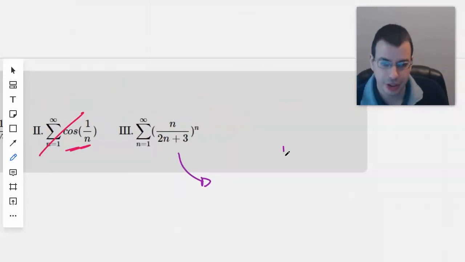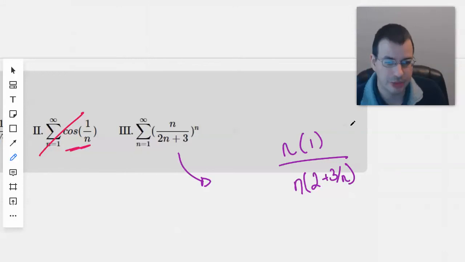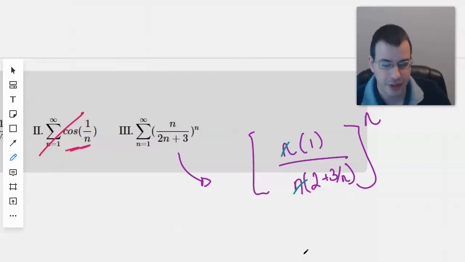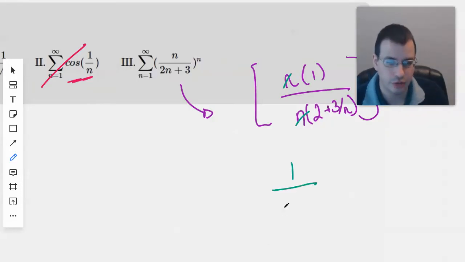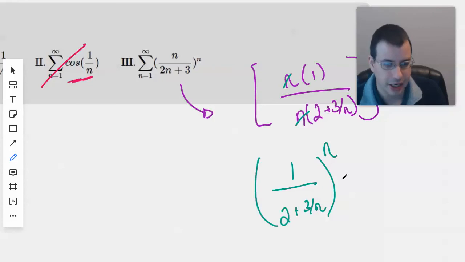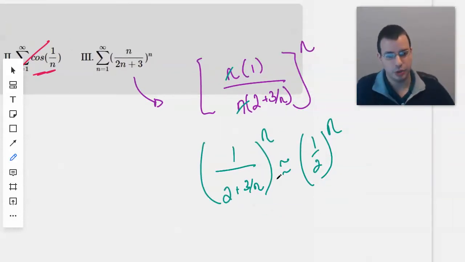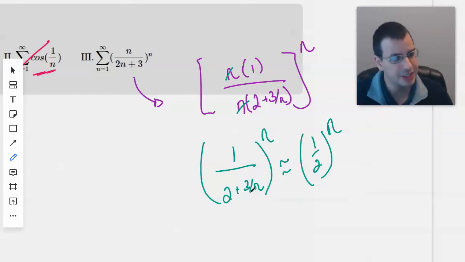So what I'm going to start by doing is factoring out an n and looking at the behavior as it goes to infinity. So cancel the n's, and this is going to behave similarly to 1 over 2 plus 3 over n, to the n, which will be kind of like 1 half to the n, but it'll be slightly smaller. We have an extra term down here, but as n gets really big, that term is going to disappear and be negligible. But for a little while, it's going to have a little bit of an impact, and that'll make the denominator bigger. So what we can also say is, this will be less than that.